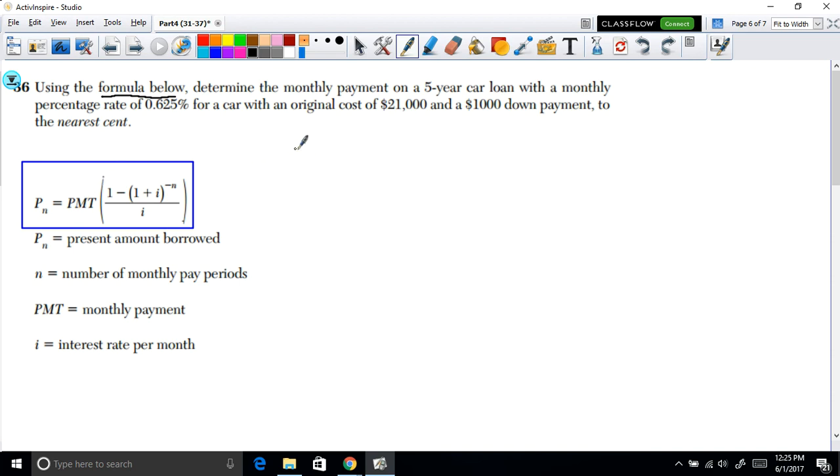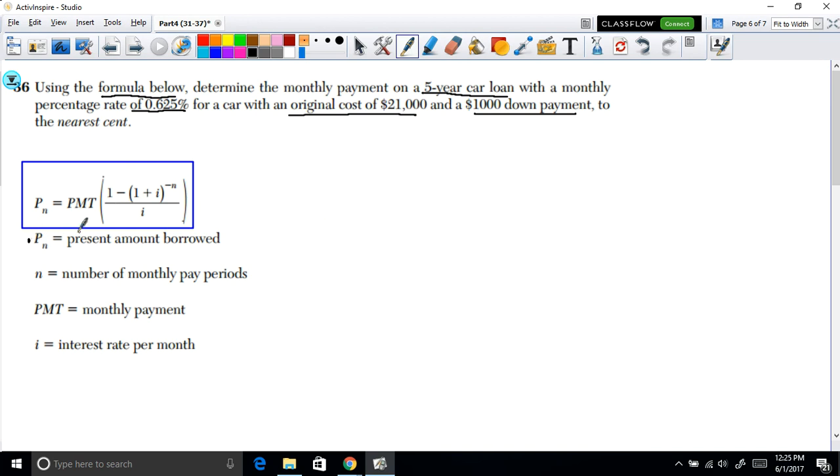All right, so let's look at here. It says, using the formula below, determine the monthly payments on a 5-year car loan. So this looks important. We're looking at a 5-year loan with the monthly percentage rate of 0.0625 for a car with the original cost of 21,000 and a 1,000 down payment, 20%. Okay.